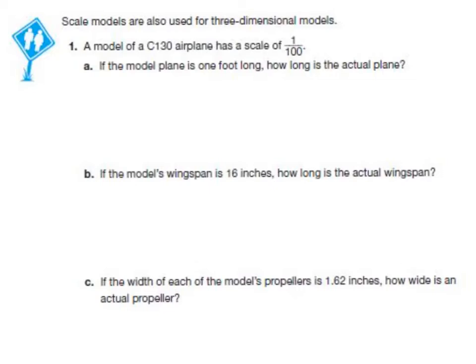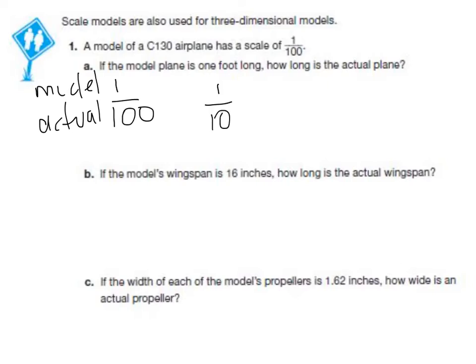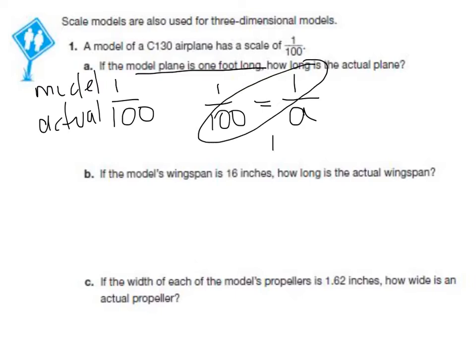is the actual plane? When we have 1 over 100, that is our model over the actual. So 1 over 100 would equal, if the model plane is 1 foot long, that's our model, so it goes on top. How tall is it actually? We've set up a proportion. We are just going to cross multiply, take 100 times 1, and then we are going to divide by the number we didn't circle, divide by the 1. So the actual plane is 100 feet long.